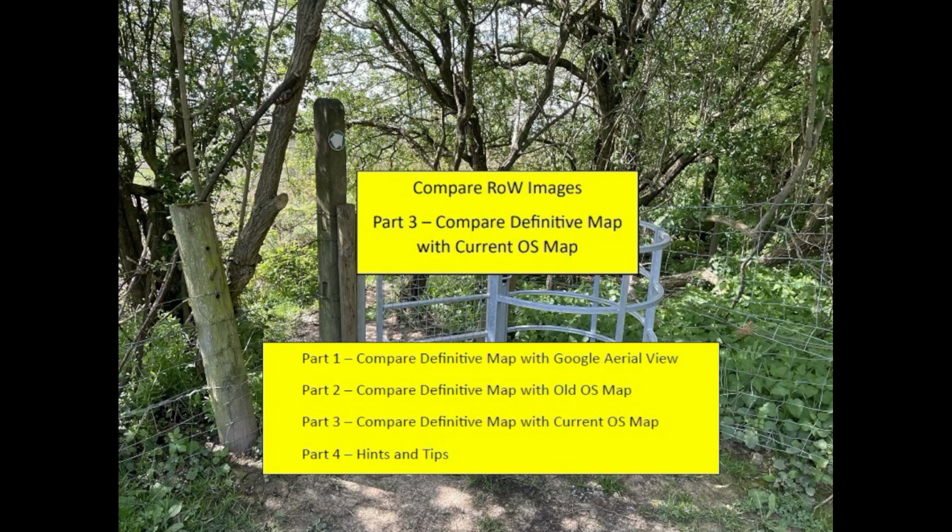Hello, welcome to this part 3 of a 4-part series to do with comparing various images with a right-of-way definitive map. In part 1 we did the comparison with aerial views. Part 2 was a comparison with old OS maps, and in this part 3 we're going to do a comparison with a modern up-to-date OS map.